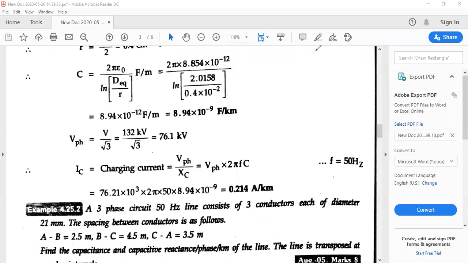So F, generally the value of frequency, if it is not given, take it as 50 Hertz. If it is given, you can directly take the value which is given there.